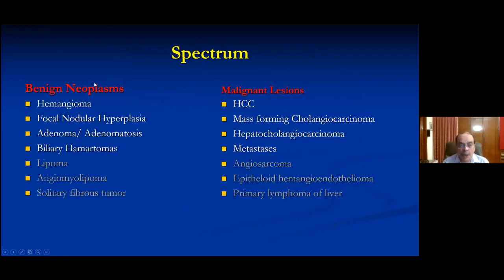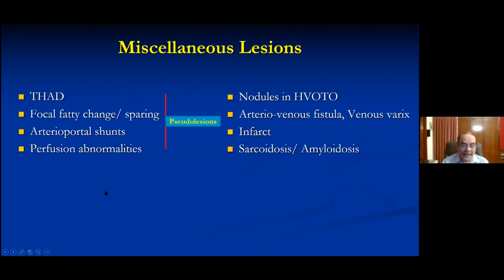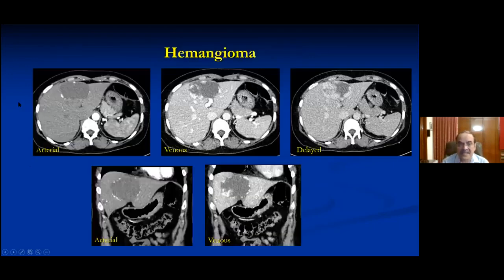So this is the broad spectrum of benign and malignant lesions. There is a long list. We'll try and focus on those that we encounter commonly in day-to-day clinical practice, and we'll skip the rarer lesions. So moving on to the benign lesions, and also, as I said, there are some miscellaneous lesions or mimics or pseudo lesions, and time permitting, we'll look at 1 or 2 examples of these as well towards the end of the talk. Let's begin with the commonest benign focal liver lesion, which is a hemangioma.